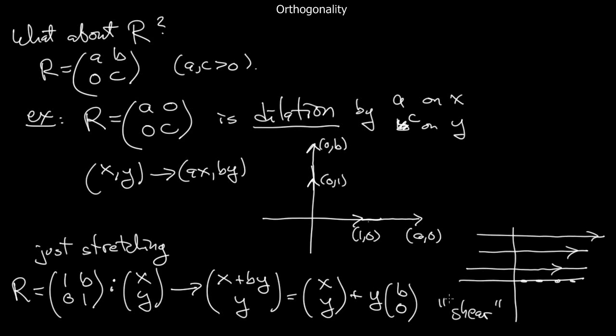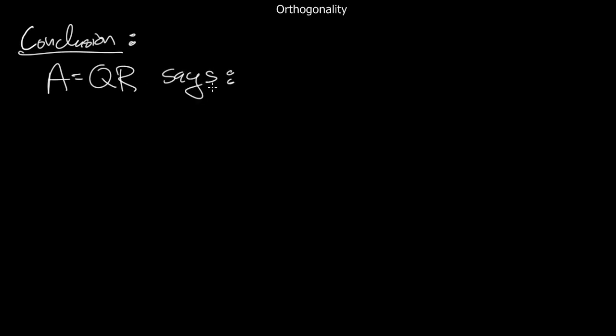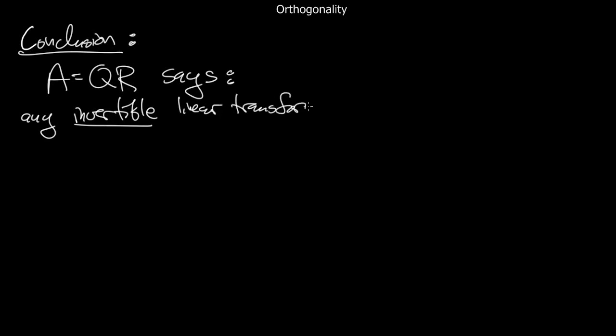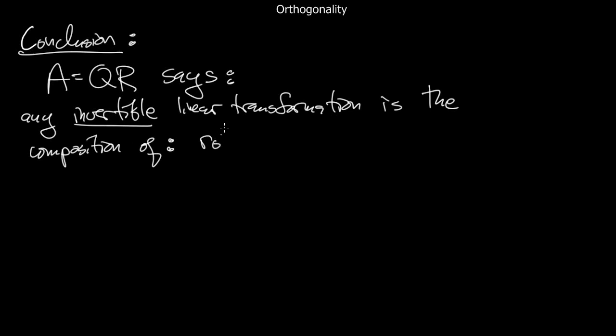So that's not quite as elementary as the previous two, but also not hard to understand. And the conclusion of all of this is that if you use the QR decomposition to write A is equal to QR, where A is invertible, it says that any invertible matrix, any invertible linear transformation can be viewed as a composition of some very basic ones. That is to say, the way this matrix moves vectors around, you can break it into a bunch of steps.